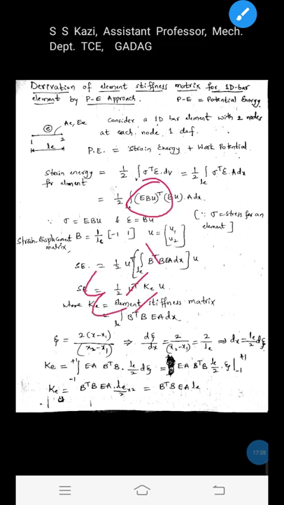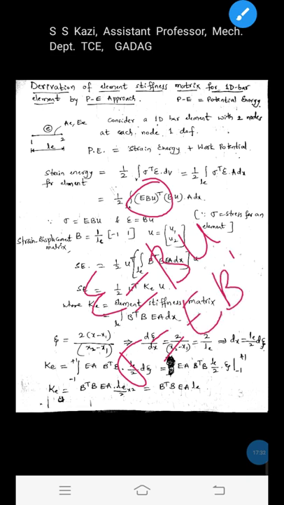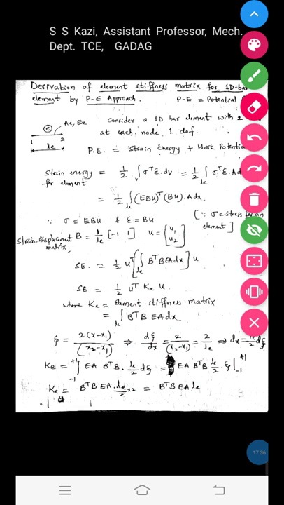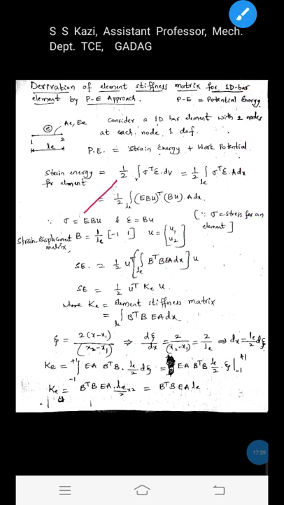If strain is equal to B into U, then stress can be written as EBU, because E into strain is the stress from Hooke's law. Now I will substitute stress is equal to EBU and strain is equal to BU into this equation, where B is the strain displacement matrix 1 by LE minus 1 1, and U is U1 U2.